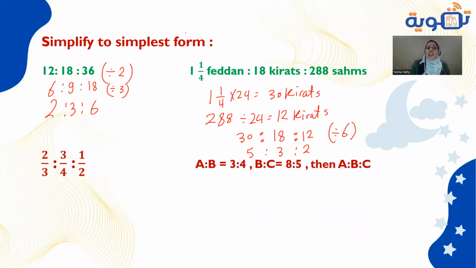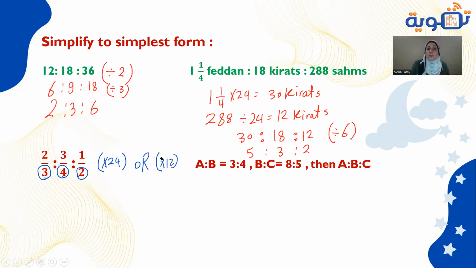If you have 3 fractions, what should I do? I can't use cross multiplication because I don't have only 2, I have 3. So I'll multiply by the LCM of the denominators. Or you can multiply 3 times 4 times 2. 3 times 4 is 12, times 2 equals 24. So I'll multiply by 24, or I can multiply by 12 because it is divisible by 2, 4, and 3.